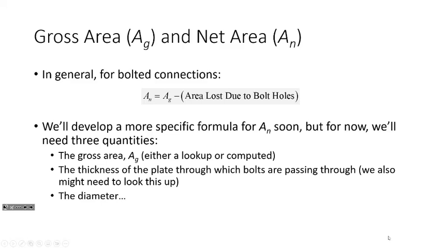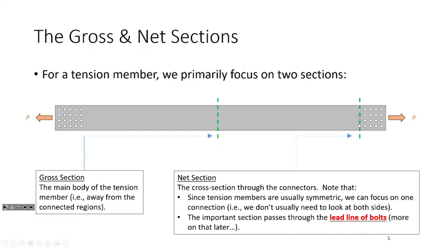Now, going back to the schematic that I showed earlier. So let me go to the schematic I showed earlier. Okay, so here's the schematic. We have the gross area and we have the net area. First off, I have to believe that everybody can look at this and say the net area is smaller, right? Because here's the main body of the member, here's the net area. That cross-sectional area has got to be smaller than this one. Why?